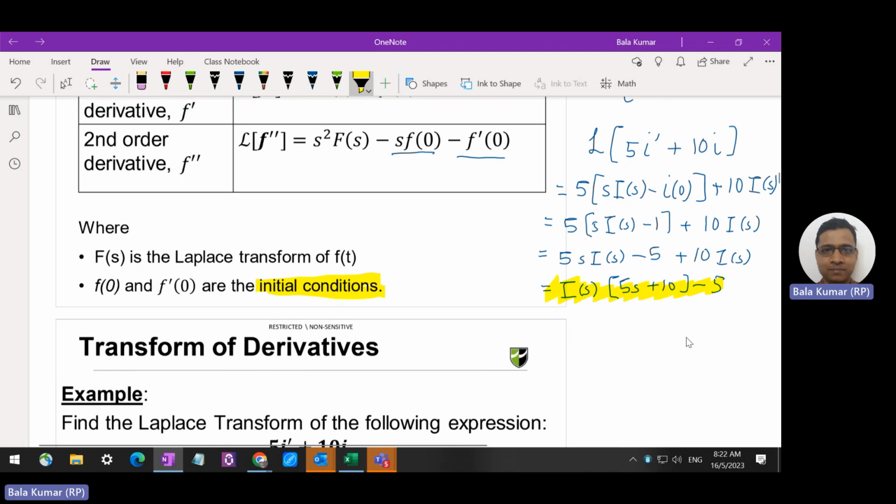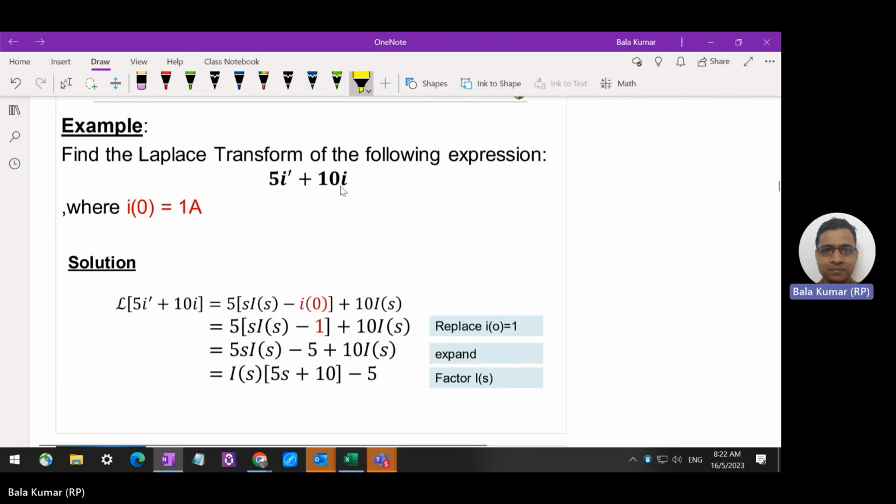So that is what is shown in the next slide here. This is the time domain expression with initial conditions, and then we transform it. When we transform, first step, we just replace based on the table above, and then we replace the initial condition. Step 2, we expand it, we multiply the 5 inside, and then we factor the I(s). So that's all for this section. Thank you.